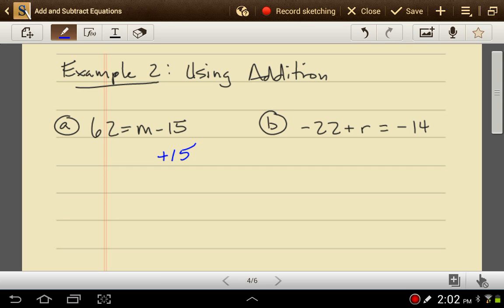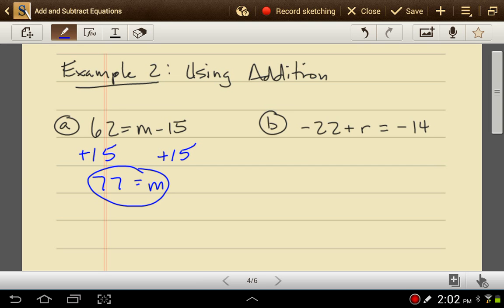So I'm going to add 15 to that side. That's going to give me M. And then the other side I'm also going to add 15. And 62 plus 15 is 77. So M equals 77. And you can always go back and check your work. Plug in 77 for M. 77 minus 15 is 62. So both sides equal each other, which is what you want. You have to keep both sides equal to each other.